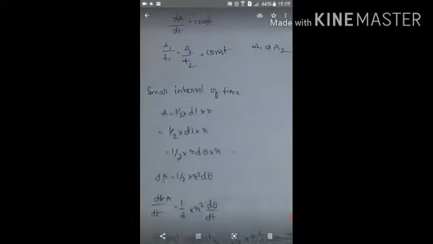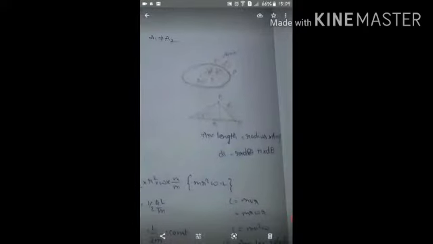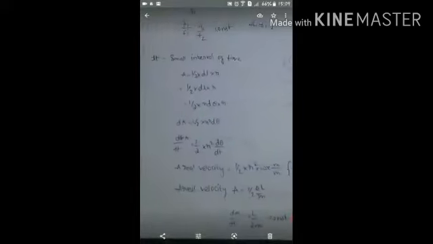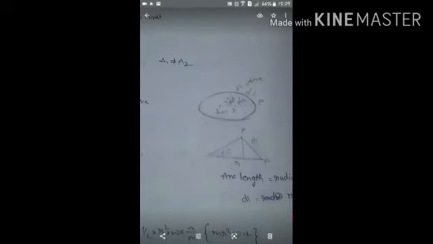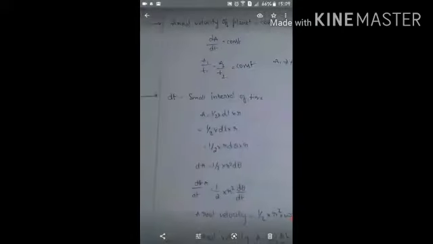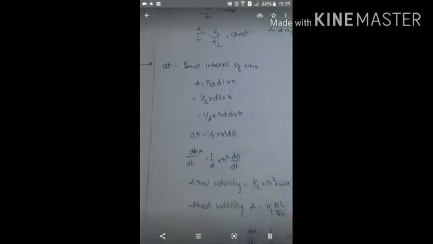A is equal to half into dl into r. We can write the area of the triangle. Here we form a triangle in this diagram. So A is equal to half into dl into r, and we can write dl as r d theta, as we derived here. dl is equal to r d theta. Then half into r d theta into r.